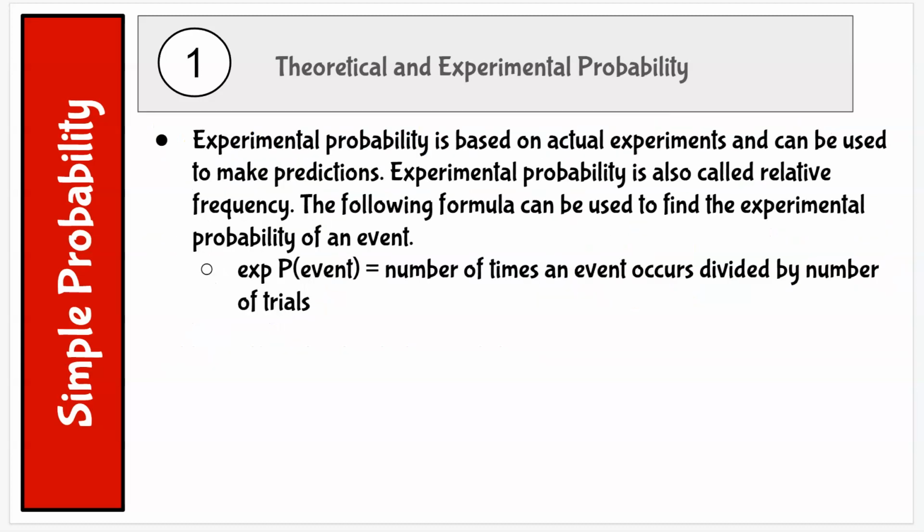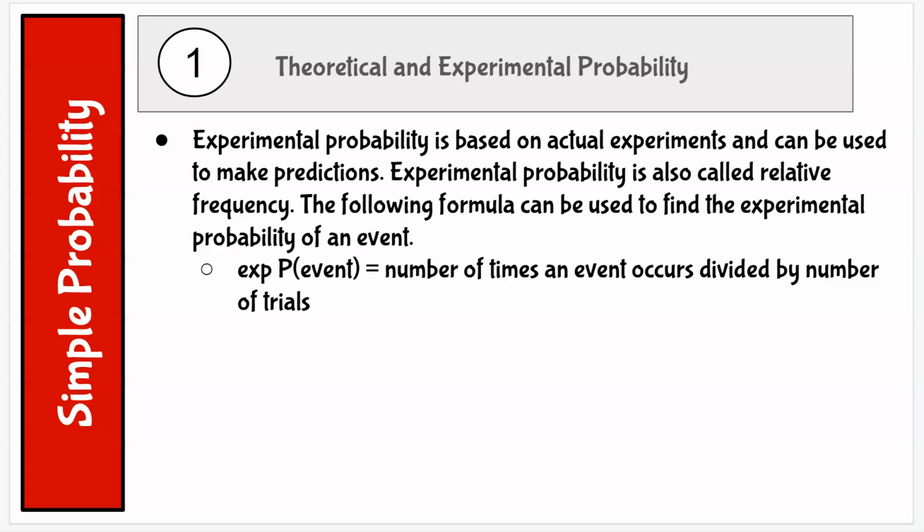So let's look at another one, experimental probability. Experimental probability is based on actual experiments. Theoretical is because we maybe don't know the answer, or we're just theorizing this is the probability of this happening. Experimental means we're going to actually complete an experiment to find that probability. It's also called the relative frequency. The formula to find the experimental probability of an event is the number of times the event occurred divided by the number of trials.